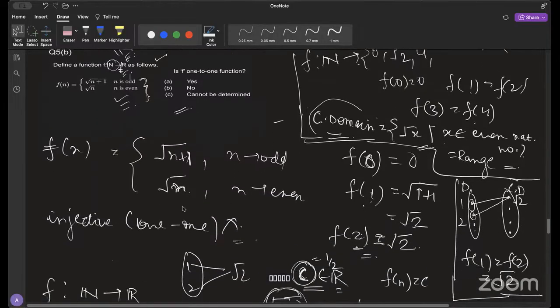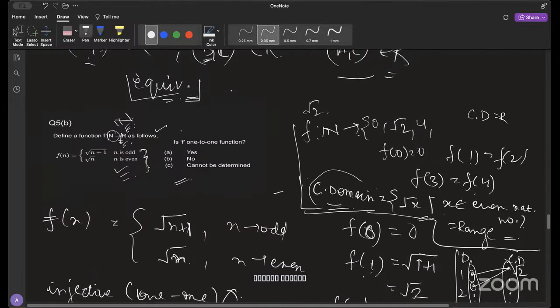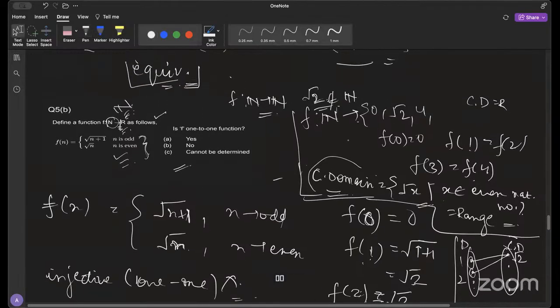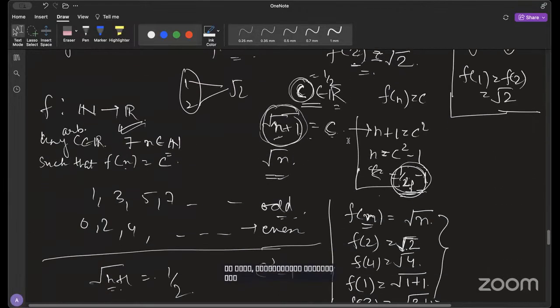Ma'am, can you please repeat that? I didn't get the square root of 2 thing. See, if you want to take natural numbers here, then the function is not defined, because square root of 2 is the image of 2. f(2) is square root of 2, but square root of 2 is not in the set of natural numbers. So this function won't be defined. Even in that case it would not be onto. So you can't actually talk about onto, because it's not a function.